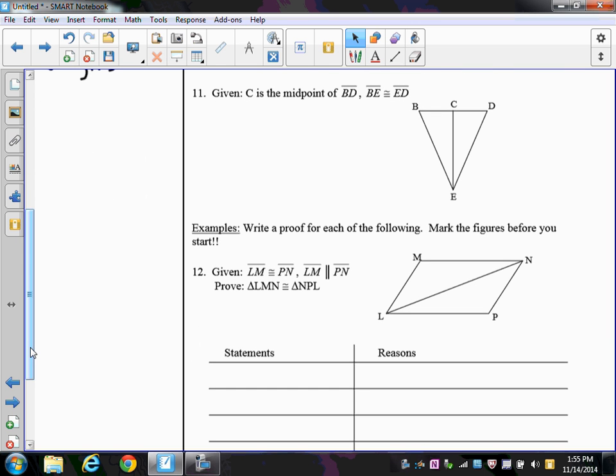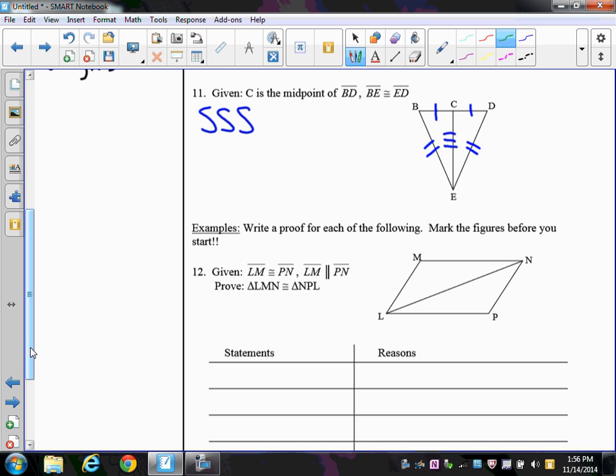For number 11, we're told C is the midpoint of segment BD. So that means it cuts it into 2 equal segments. That's what midpoint means. We're also told that segment BE is congruent to segment ED. I'm going to use 2 tick marks because I already have one on BC and CD. Lastly, we have the reflexive property where CE is congruent to CE. So we have all 3 sides congruent. So that would be the SSS postulate.